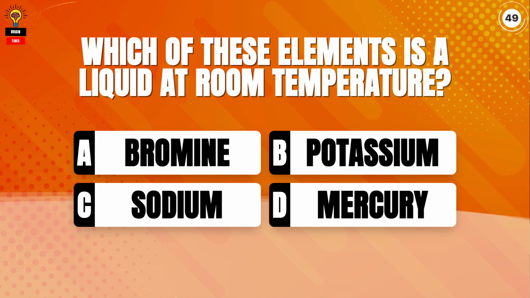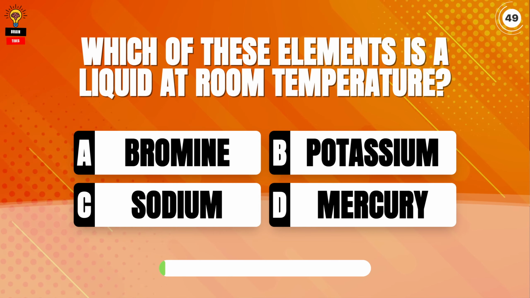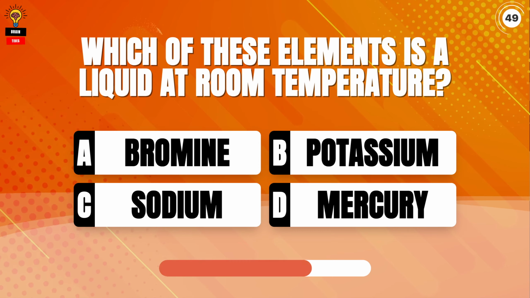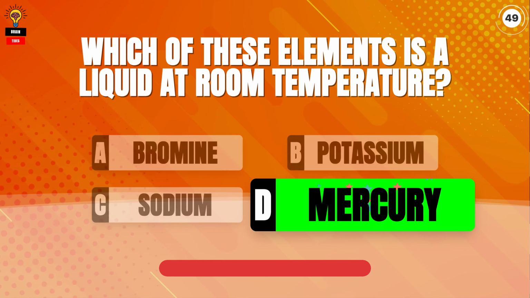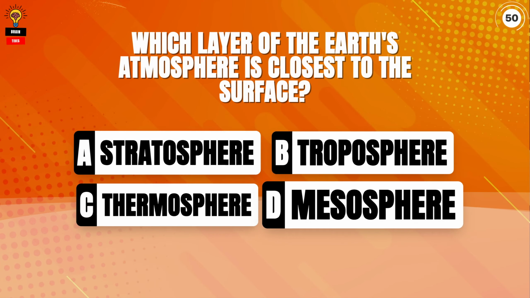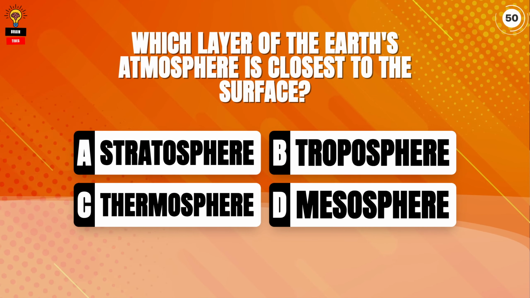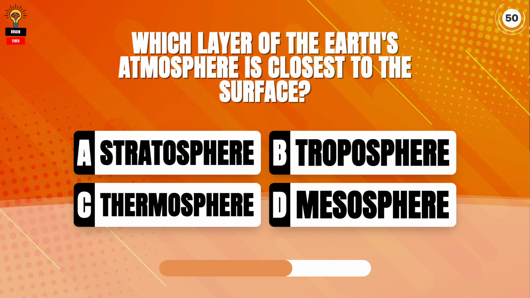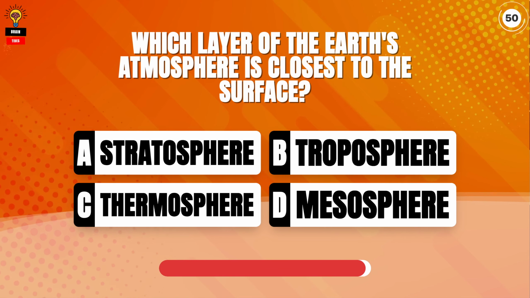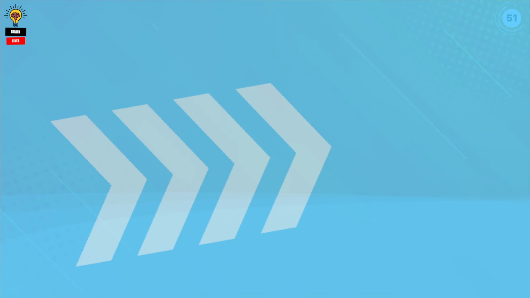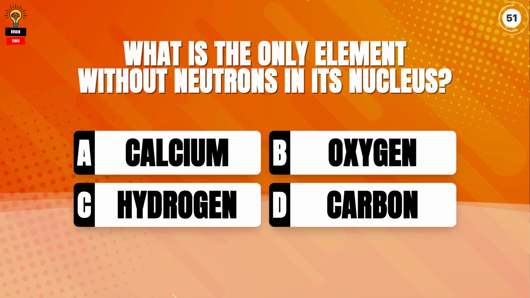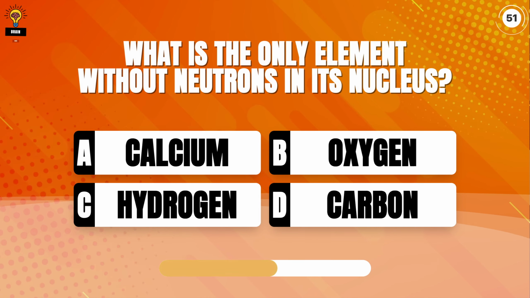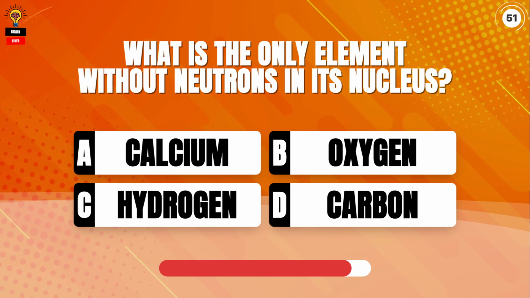Which of these elements is a liquid at room temperature? Mercury. Which layer of the Earth's atmosphere is closest to the surface? Troposphere. What is the only element without neutrons in its nucleus? Hydrogen.